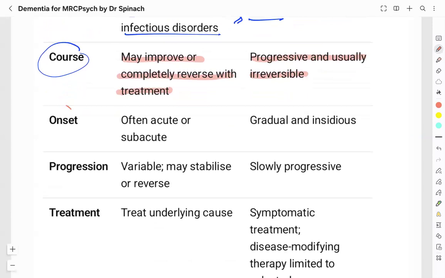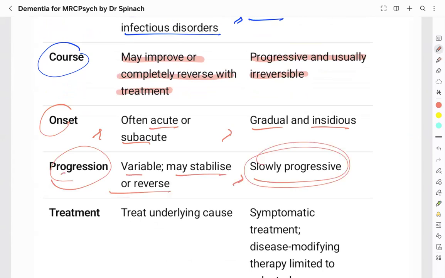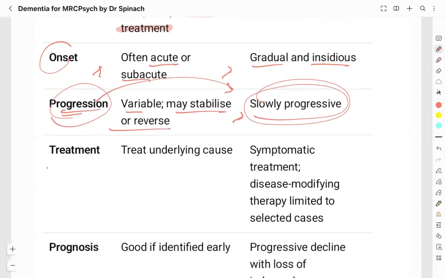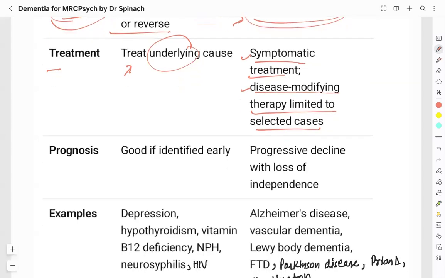So the onset is often acute or subacute here, and gradual or insidious there. The progression is variable, may stabilize or reverse, while the other is slowly progressive. All right. Now the treatment: treat the underlying cause in order to treat dementia. There's symptomatic treatment, and disease modifying therapies limited to selected cases.